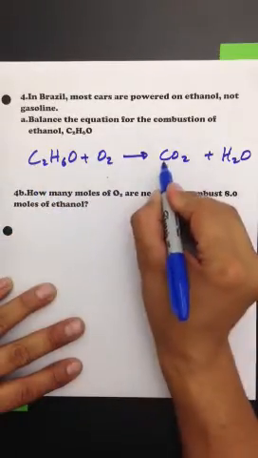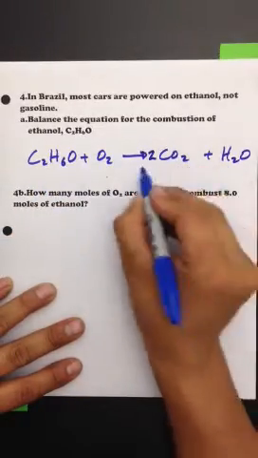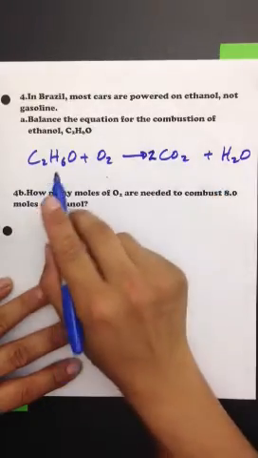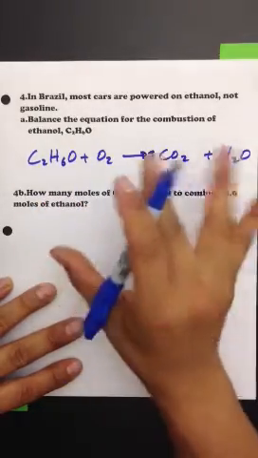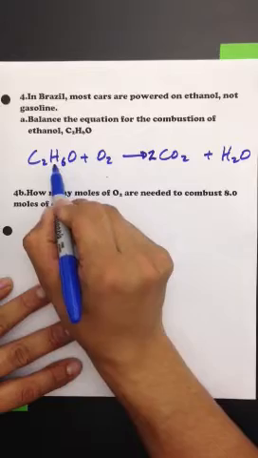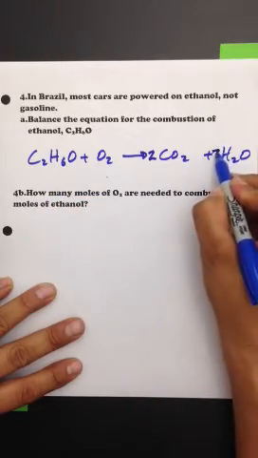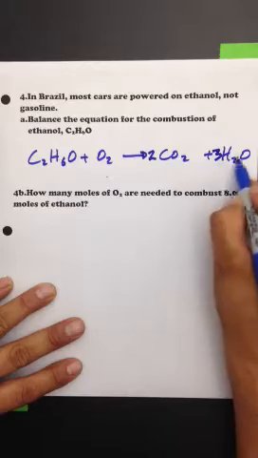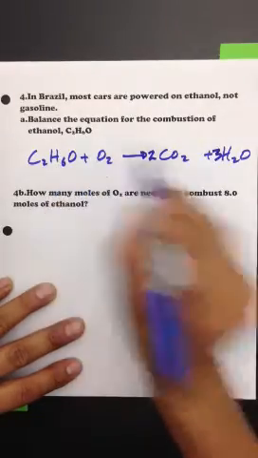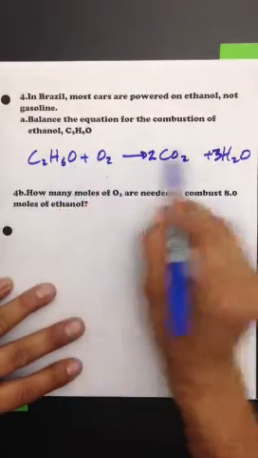2 carbons, 1 carbon here. Well, let's put a 2 there. That's balanced. Always start with the carbons, then hydrogens. Leave the oxygens for last because they get weird. 6 hydrogens. This is 2 hydrogens. Well, let's make this 3 because that's 3 times 2. That's 6 hydrogens. 6 hydrogens. Very nice. Now let's take a look at oxygens.